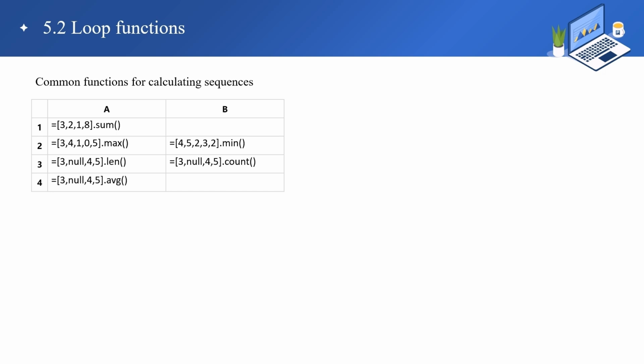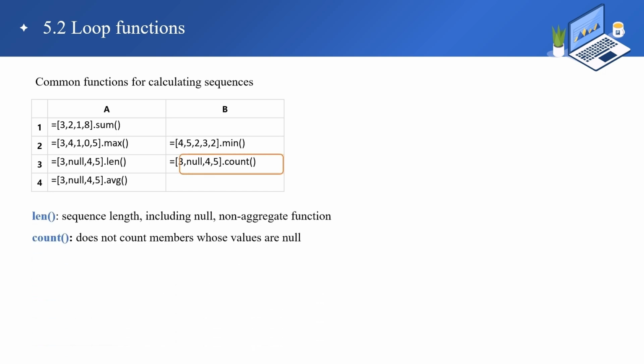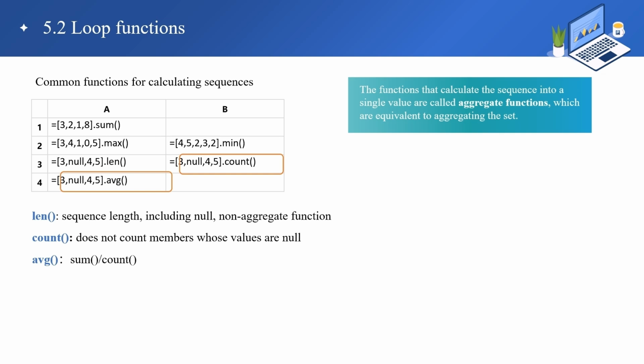It's easy to see the meaning from the names of these functions, and then execute this code to observe the operation results to confirm. The count function is a bit like len function, but count does not count members whose values are null. The average is defined as sum divided by count, not count divided by len. We will popularly call the functions that calculate the sequence into a single value aggregate functions, which are equivalent to aggregating the set. These aggregate functions all use the object syntax of x.f.